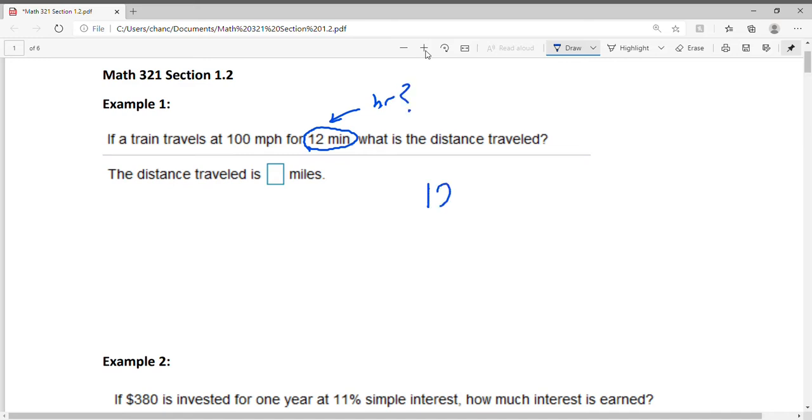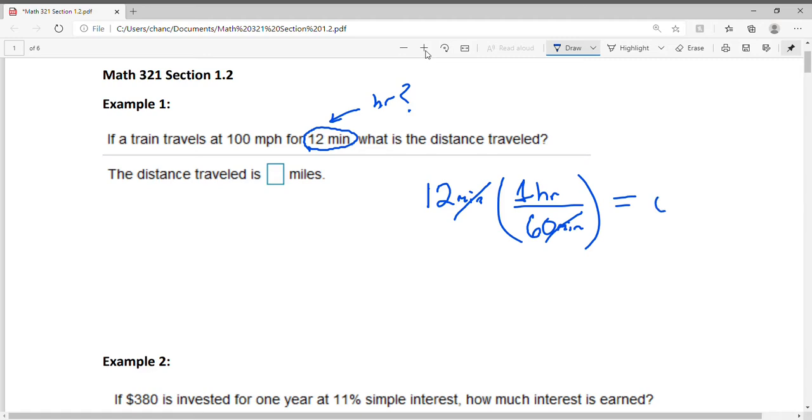To do this, we'll take 12 minutes and we'll multiply by a unit fraction. A unit fraction is essentially a fraction that is equal to 1. I know 1 hour is equal to 60 minutes. And if I multiply 12 by 1, it doesn't change anything. So that's why we use a unit fraction, whose value is 1, so we can convert 12 minutes to hours. Notice the minutes do cancel out, and I have 12 divided by 60.